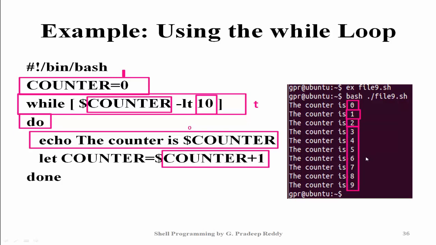So finally what is going to happen? It is going to increment the counter after 9 to 10. Then it is going to check whether 10 is less than 10. So the condition is going to fail. The condition has failed, so then it is going to exit. Here finally it is going to use done. Now this program has ended.